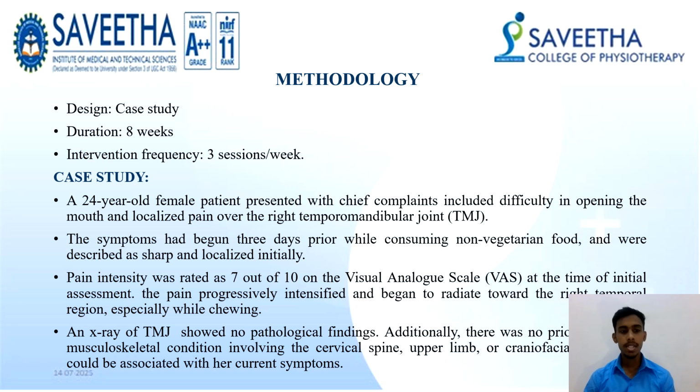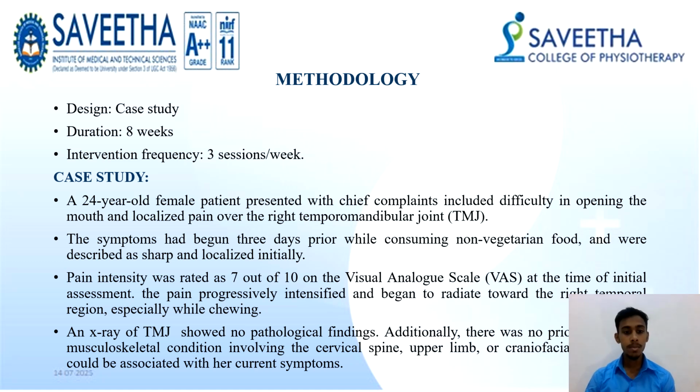And the case study is a 24-year-old female presented with chief complaints including difficulty in mouth opening and localized pain over the right temporomandibular joint. The symptoms had begun 3 days prior while consuming non-vegetarian food, described as sharp and localized initially. The pain intensity was rated as 7 out of 10 on the visual analog scale at the time of initial assessment. The pain progressively intensified and began to radiate toward the right temporal region, especially while chewing.